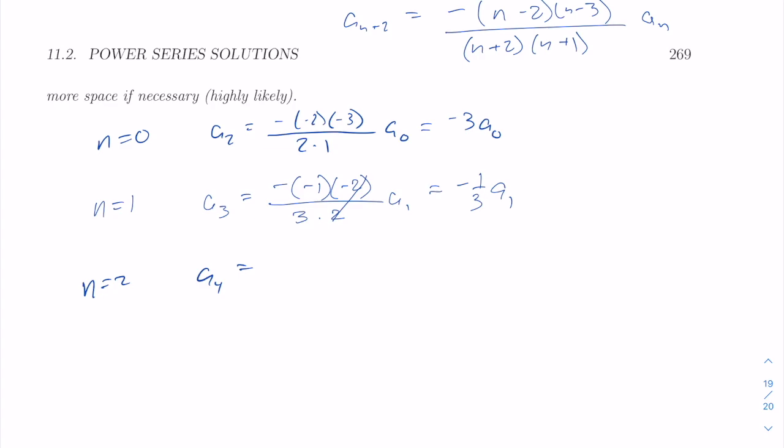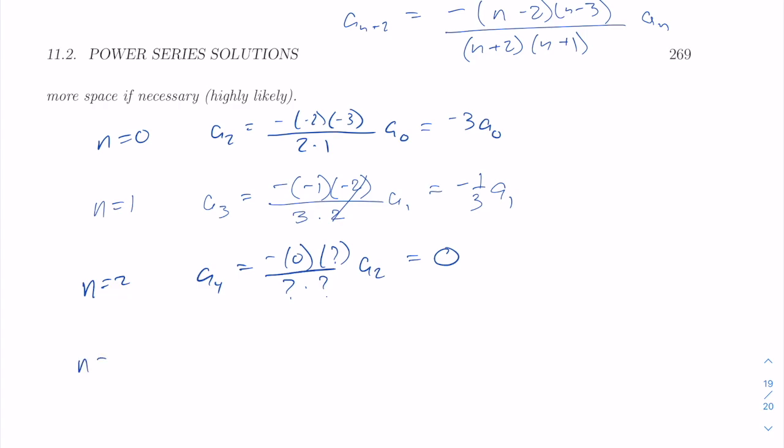And when n is 2, I get negative 0 times I don't care over I don't care times I don't care, a2. So that is just 0.